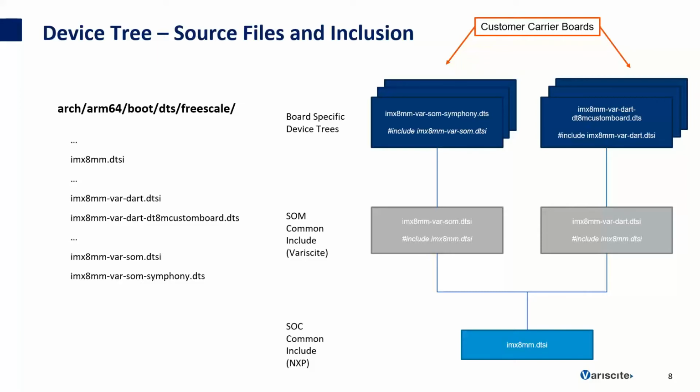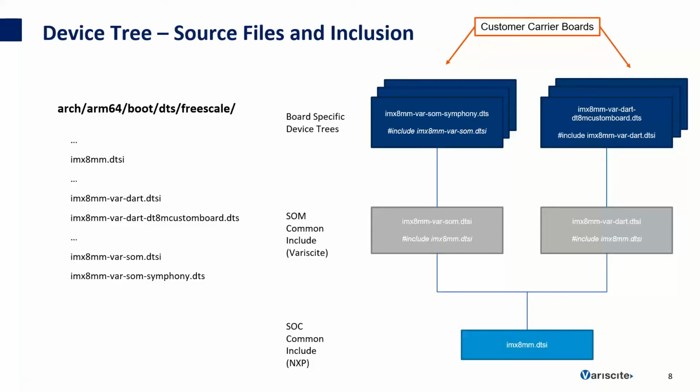So we have include files that are specific for each SOM, in this case, the VAR-SOM and the VAR-DART. These include files basically include all of the devices that are unique to the SOM. And then all the way down at the bottom, we have SoC-specific include files. In the example here, we have imx8mm.dtsi, which should be included by any device that uses the 8M Mini. And this device tree file is provided by NXP.